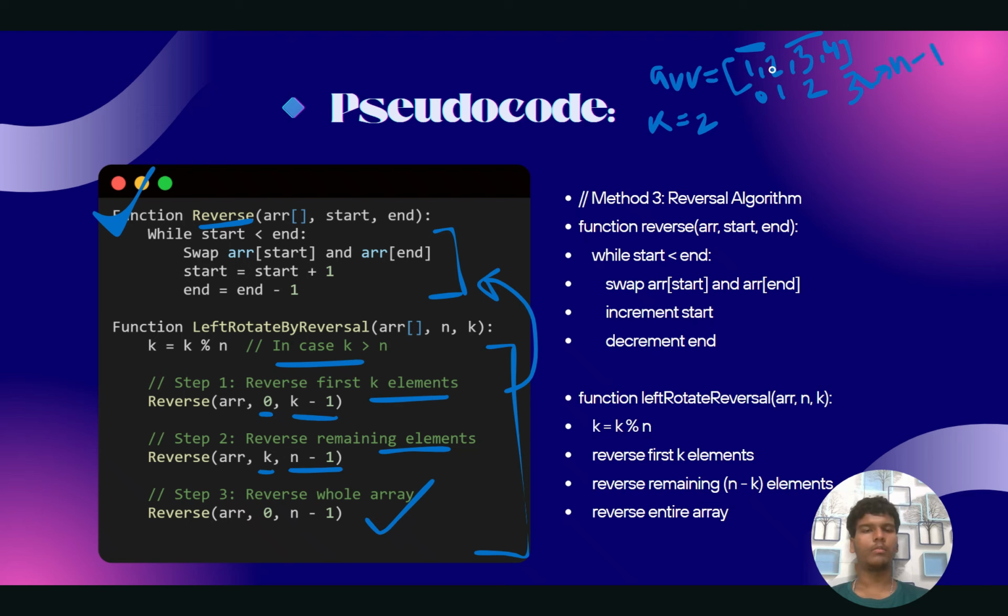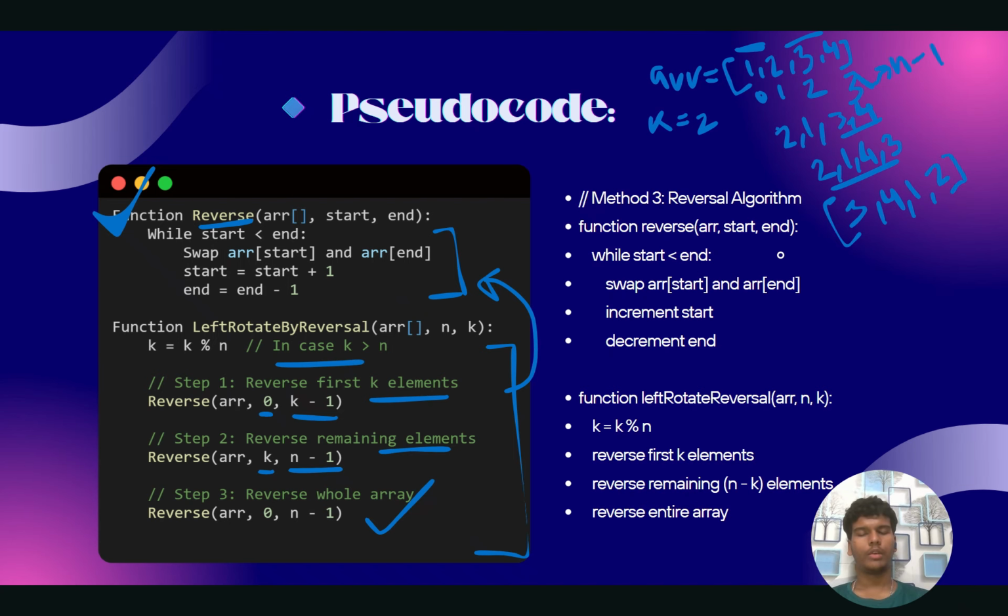If we do this by hand, first we have to reverse the first two. Then for the next step, we have to reverse the remaining two. So 2, 1, 4, 3. And for the last step, to get our final array, we have to reverse all of it. So we will get 3, 4, 1, and 2. So we get it like this.